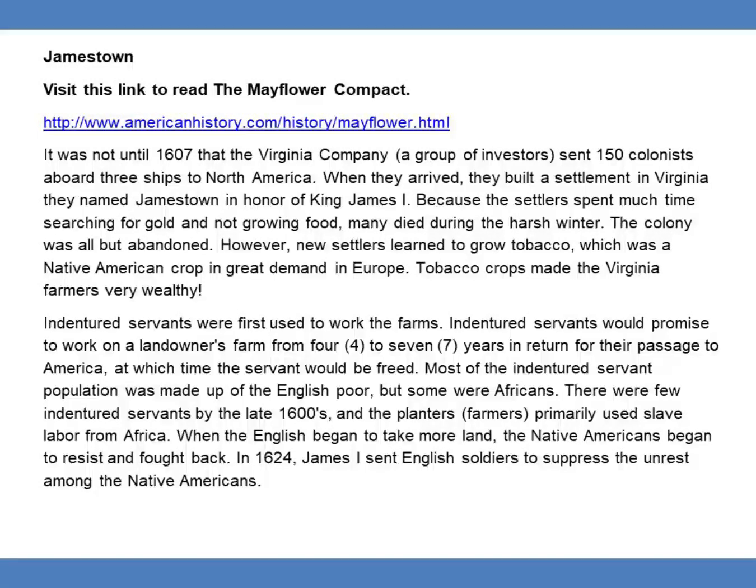Most of the indentured servant population was made up of the English poor, but some were Africans. There were few indentured servants by the late 1600s, and the planters, or farmers, primarily used slave labor from Africa. When the English began to take more land, the Native Americans began to resist and fought back. In 1624, James I sent English soldiers to suppress the unrest among the Native Americans.